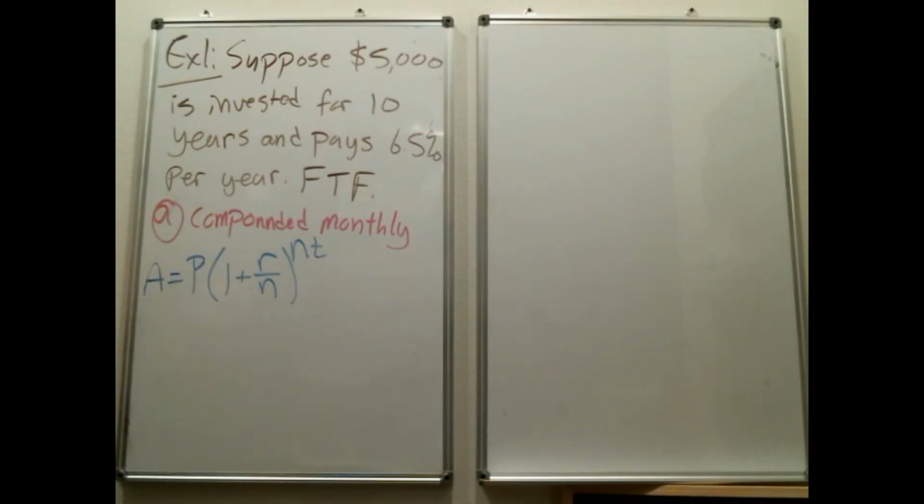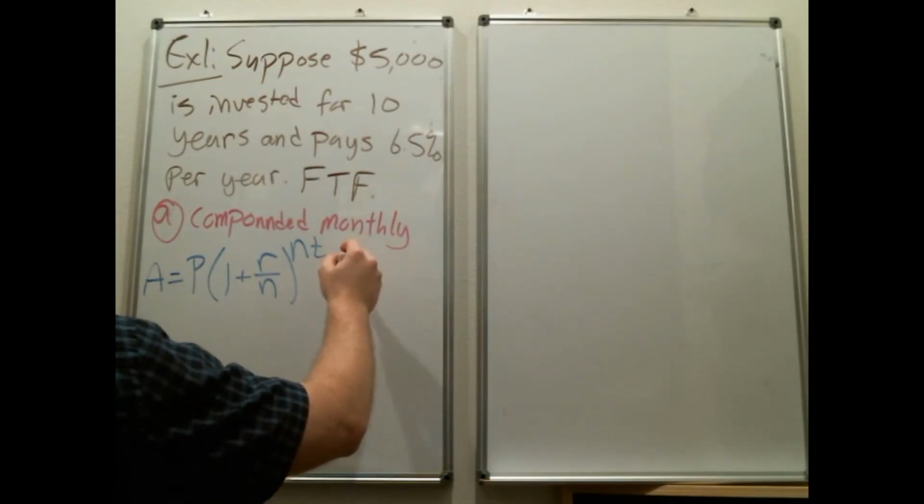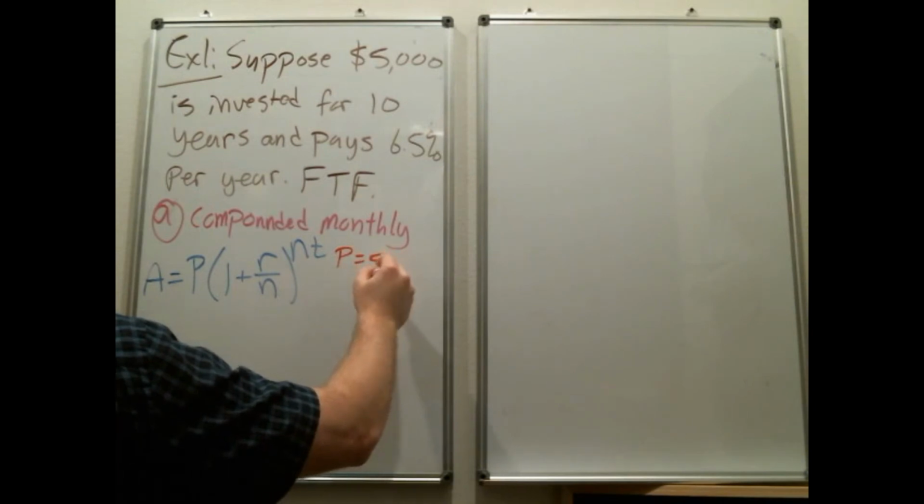If we're compounding n times, which we're doing monthly here, monthly corresponds to how many times per year? 12. So that's what our n will be. And I like to write out everything and then plug it in. You do how you want, but for now let's do it this way. So P is 5,000.